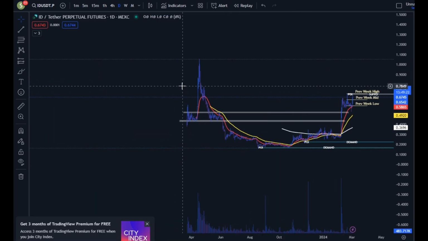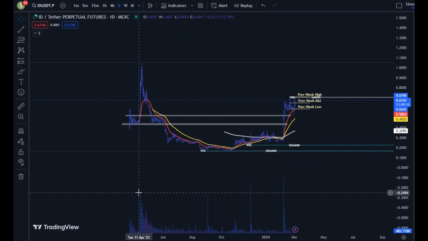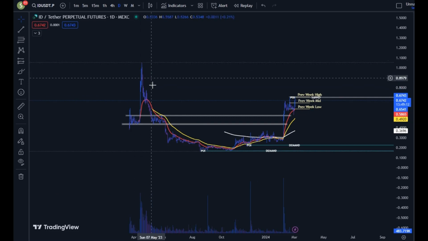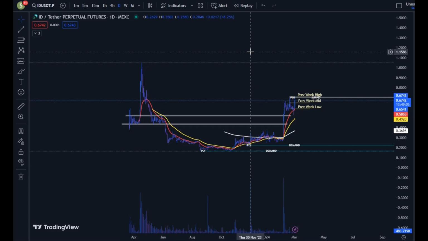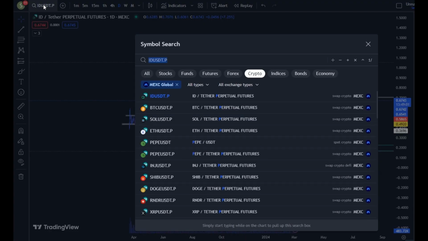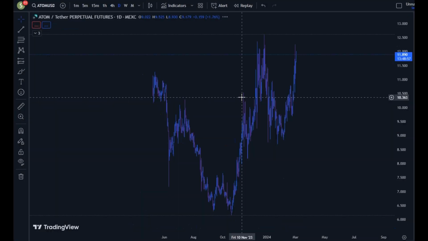And what have we got? We've got its high there. It's April. We've got a high area there. We've got another area there where we want it to hold as a support area, and then potentially a push off to all-time high. Now we've got Atom. Let's have a look at Atom.